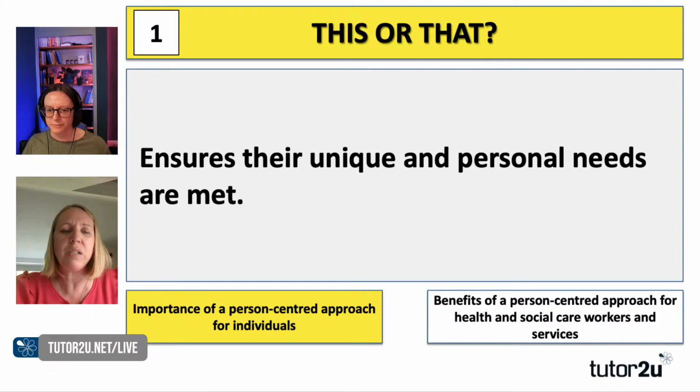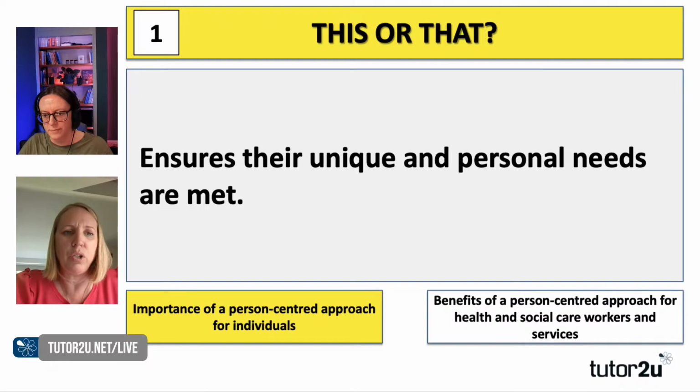So we've got a this or that. So we've got a statement there in the middle. And does that relate to the importance of a person-centered approach for individuals? Or does that statement on the screen relate to the benefits of a person-centered approach for health and social care workers and services? Okay, this is the sort of question that tends to come up for question 14.